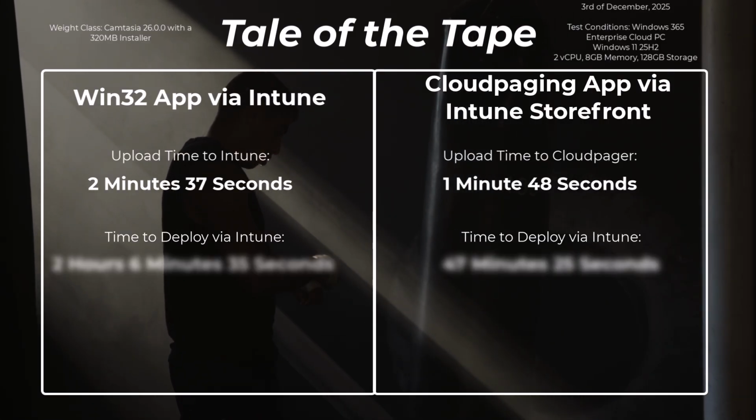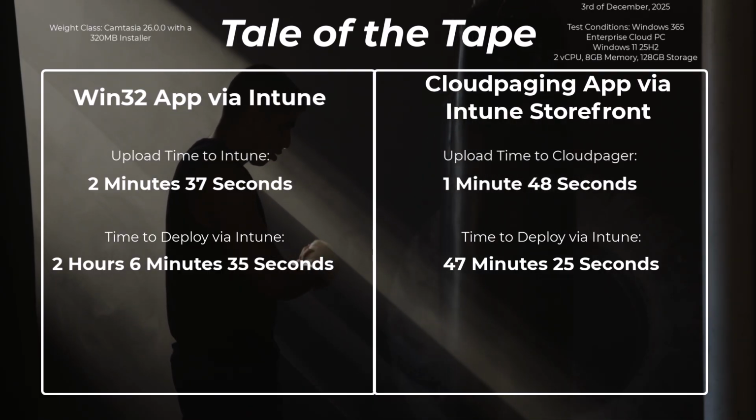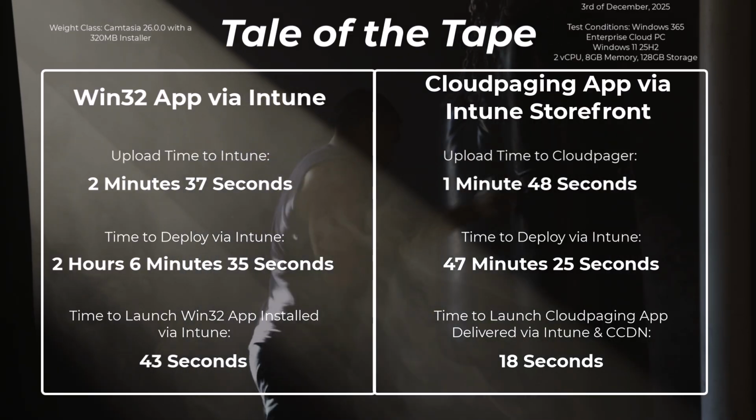So for a total rundown, the upload time was about 49 seconds faster to Cloudpager for a cloud paging application versus an Intune Win upload to Intune. The deployment was more than twice as fast for the cloud paging app via Intune, and even the launch time was 25 seconds faster in this instance.